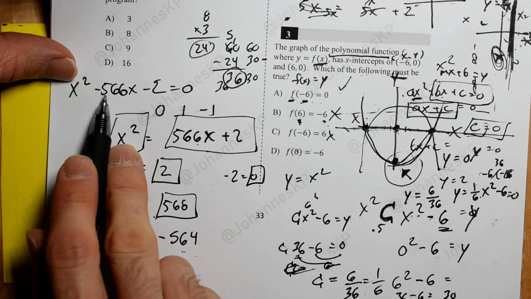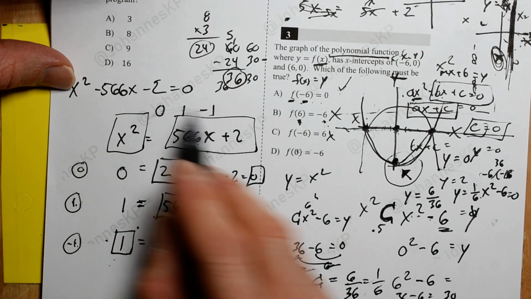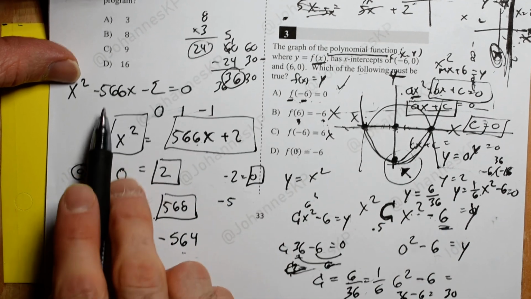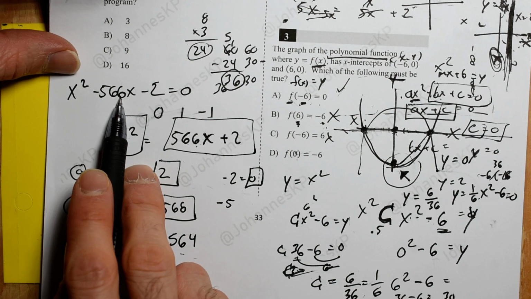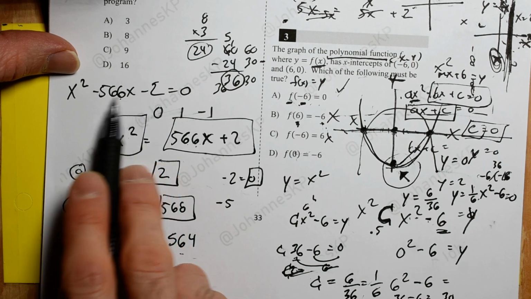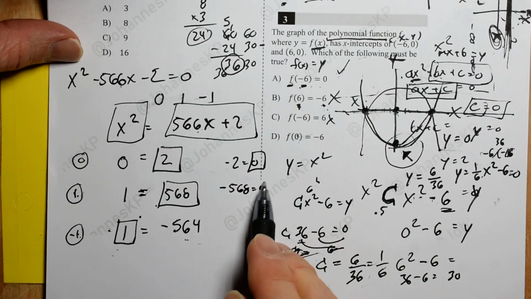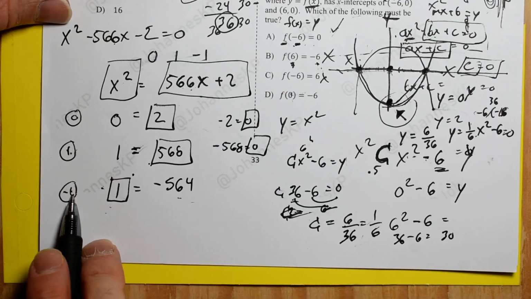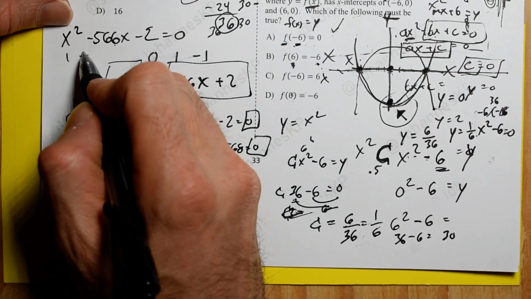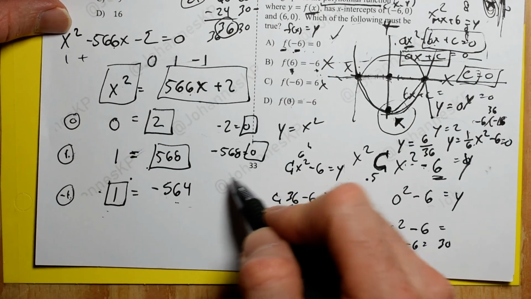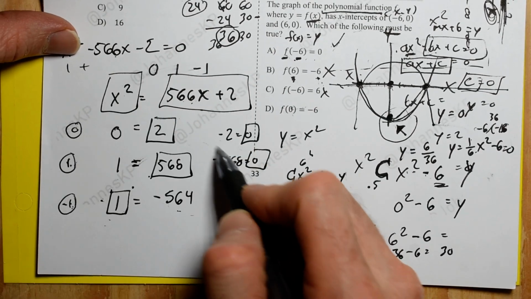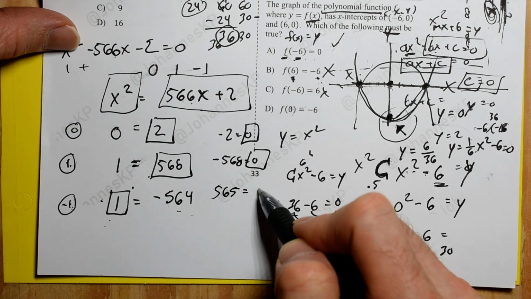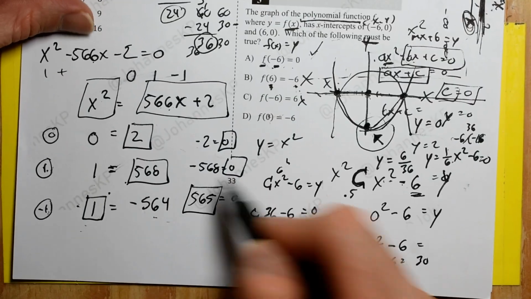You throw in 1, you're going to have 1 minus 566, so you're going to have -565, minus 2, -567. But you're going to have this is equal to 0, so this is still bigger. Now throw in -1. You're going to have 1 plus 566 minus 2. So you're going to have 567 minus 2, you're going to have 565 is equal to 0. So this one's going to be bigger.